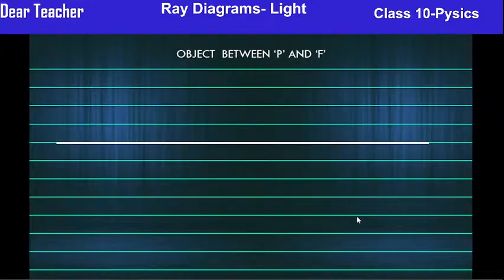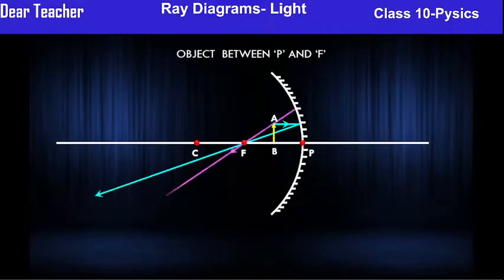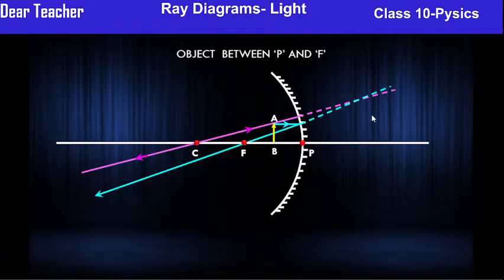Pole and focus. Draw a principal axis, draw a concave mirror, mark pole, mark F and C. Okay, and you bring the object between F and P. So AB, and our procedure did not change. You have to draw a parallel line, and it will pass through the focus, and you draw one more line. This line is focus ke through. So then what happened? The image is going behind the mirror, and this is the image, both rays.